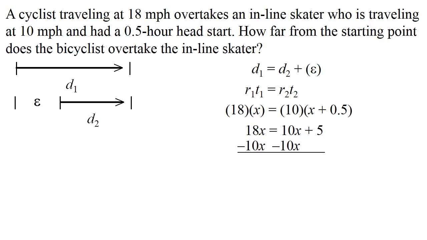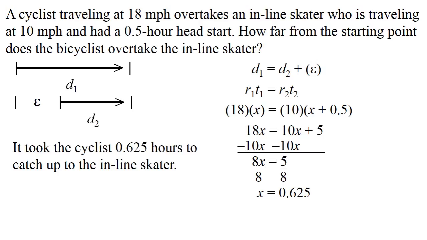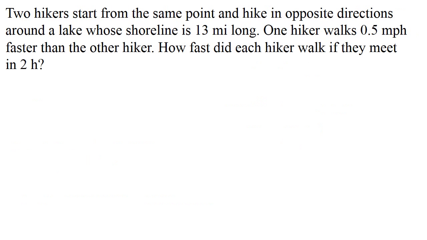so they only have x's on one side, so I'm going to subtract 10x from both sides, get rid of the coefficient of 8, divide both sides by 8, and I get 0.625. So remember, x represented the time of the cyclist, how long it took them to catch the inline skater. But that's not what the question asks. The question asks, how far did they go? So remember, distance equals rate times time. If they're going 18 miles per hour for 0.625 hours, they traveled 11.25 miles before they caught the inline skater.